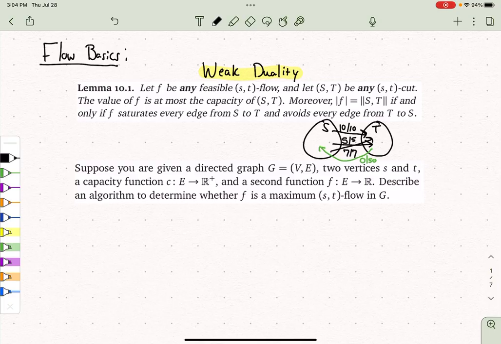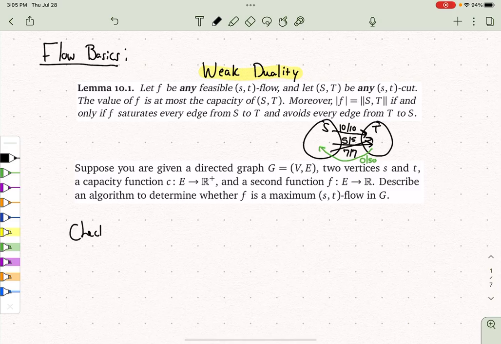Okay, now that we have that in mind, let's try some problems. The first problem is pretty simple, but you want to be careful about the assumptions you're making. If I give you a directed graph G and two vertices, S and T, along with a capacity function, and then I give you a flow F, which I claim is a maximum flow, can you quickly determine whether F is a maximum flow? Can you quickly verify that F is a maximum flow?